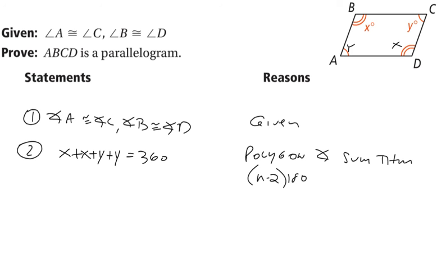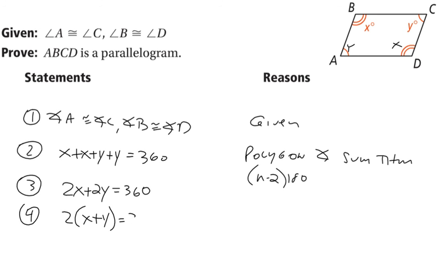Okay, and then what I'm going to do is combine like terms. 2x plus 2y is equal to 360. What I did is I combined like terms. And then I'm going to factor: 2 times x plus y is equal to 360. Then statement number 5 is I'm going to divide both sides by 2. So that means that x plus y is equal to 180. If you want, you can show that you're dividing both sides by 2. That is perfectly fine.